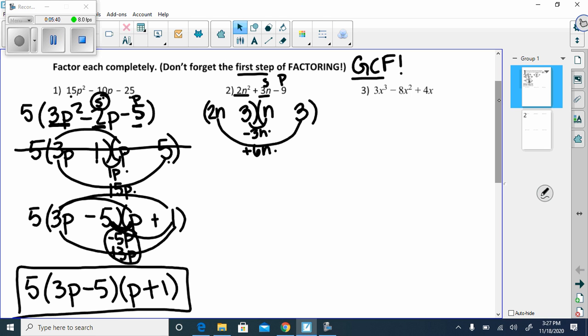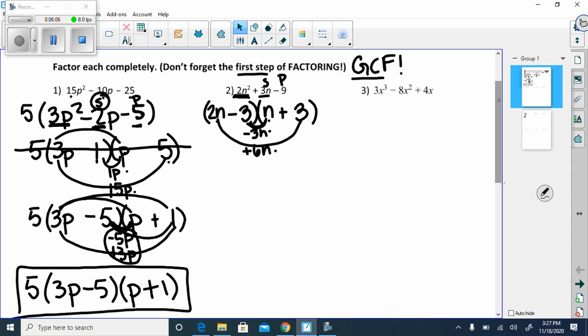Now, if I want this to be a negative 3n, I have to put a negative with the 3. And if I want the outside to give me a positive, I'm going to have to put a positive with the second parenthesis 3. So again, if I were to multiply this all back together, 2n times n would give me 2n squared. Negative 3 times n gives me negative 3n. 2n times 3 would give me 6n.